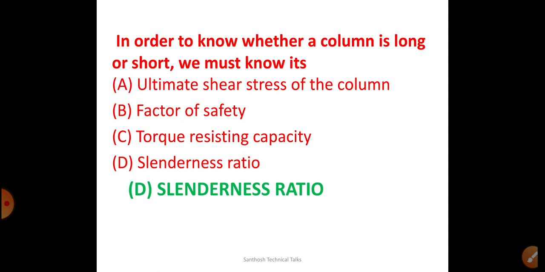The slenderness ratio is defined as the effective length to the least radius of gyration. If it is less than 80, it is called a short column. If it is more than 80 up to 120, it is called a long column. Like that they define. Please refer.